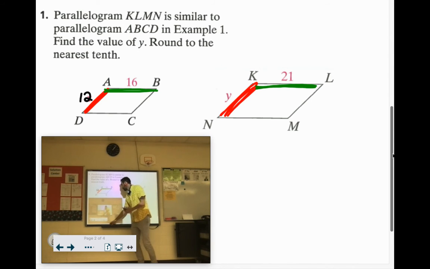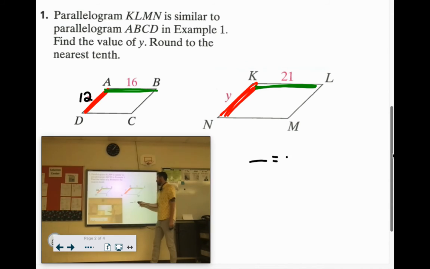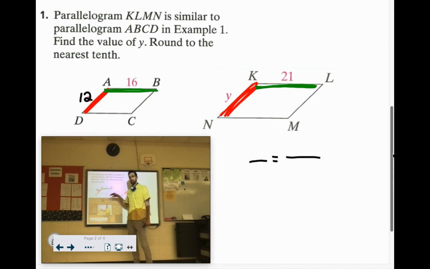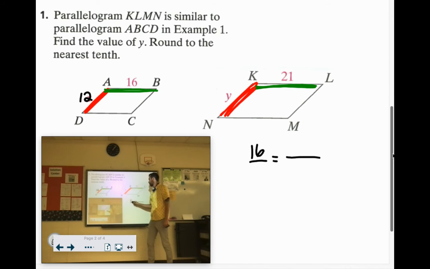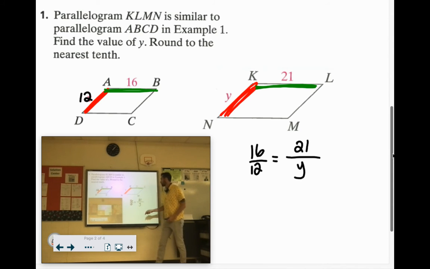So again, you can set this up 8 different ways and be totally fine. You could also set it up 8 ways incorrectly, so you do have to be careful. But you got a 50-50 shot of setting it up perfectly. I usually like to do one shape in the same order as the other shape. So I would do 16 over 12, so top over left equals top over left. Again, not the only way to set it up. If you multiply diagonally, 16 times y is 16y. 12 times 21, 252.